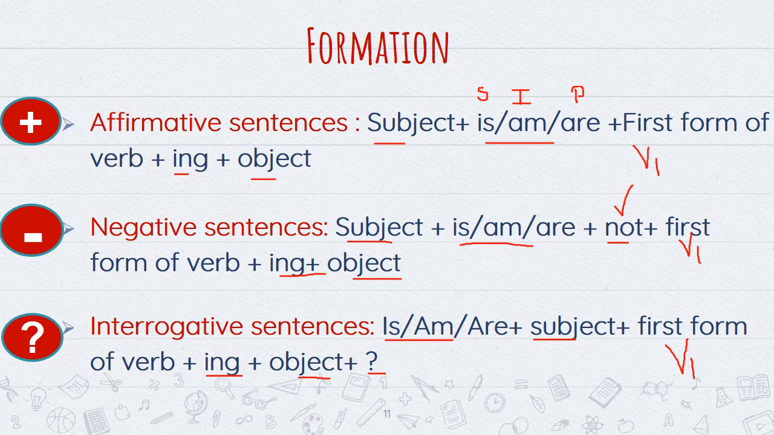In negative sentences, we just add not after the helping verb, and here our helping verbs are is, am or are. So in negative sentences, we use is, am, are plus not to make affirmative sentences negative. Last one is interrogative sentences. In interrogative sentences, we just begin the sentence or the question with the helping verb, that is, is, am, or are.